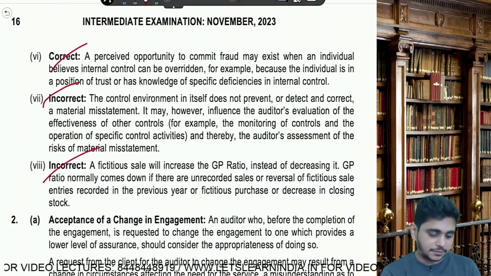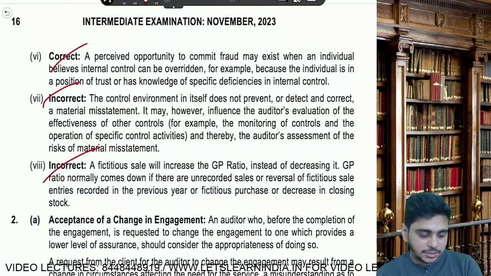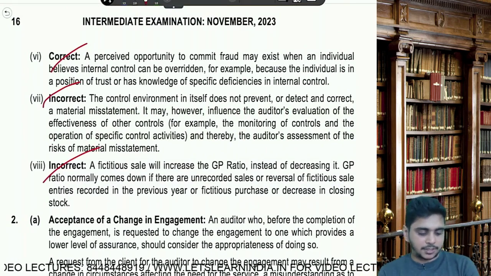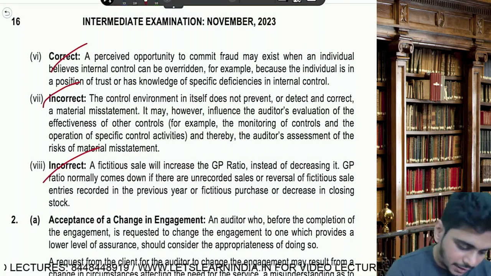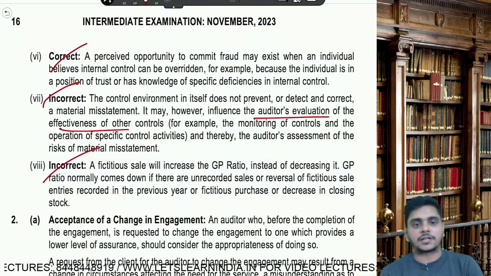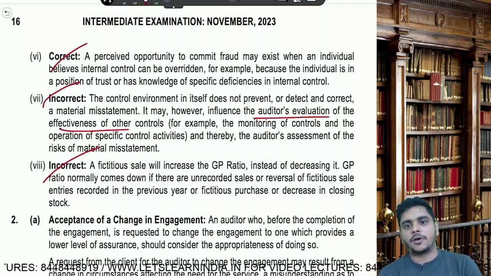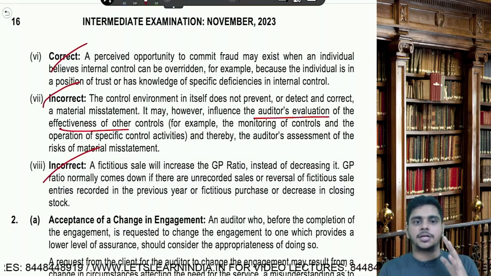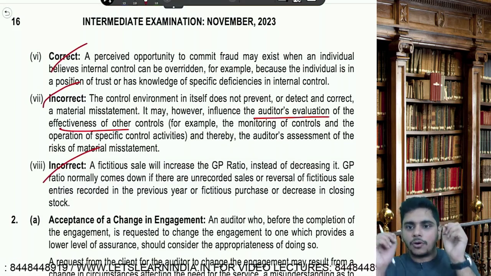All are incorrect. The control environment itself does not prevent or detect or correct the material misstatement. It may, however, influence the auditor's evaluation of the effectiveness of other controls and thereby auditor's assessment of risk of material misstatement. Clear? All are easy.